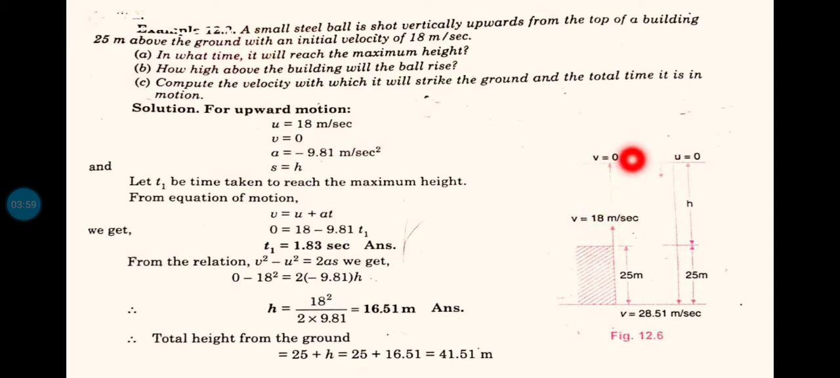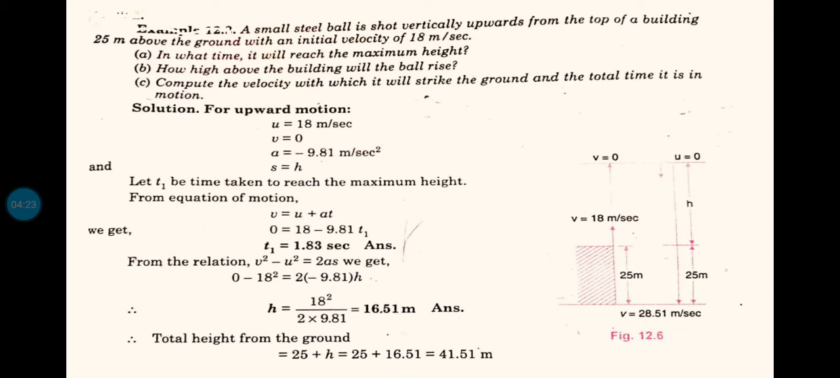Now that we have got the time, we also want to find the height h. We know v square minus u square equal to 2as, here s is h. Substituting, v is 0, so 0 square minus 18 square equal to 2 into minus 9.81 into h. From that you will get h is equal to 16.51 meter. That is the answer for the second part, that is for B.